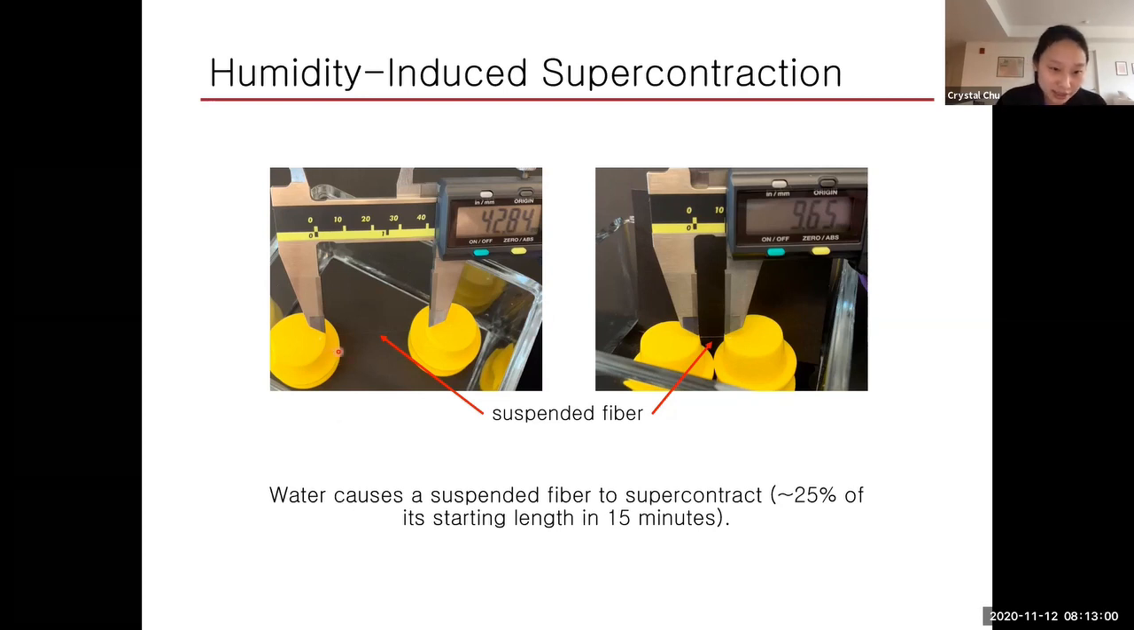So it's a little bit hard to see, but this is the starting image where we're starting with about a 4 centimeter fiber. And then after 15 minutes in a humid chamber, our fiber actually contracts to about 1/4 of its length. And this is a pretty rare phenomenon that is known in spider silks, but pretty uncommon in synthetic materials.